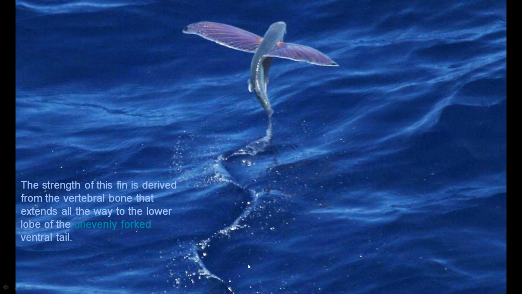What happens is the large tail allows them to build up the speed they need to approach the surface, which is about 35 meters per hour. They move underwater. And then once they break the surface, this lower part of the tail, which has a forked fin, this lower tail lobe can still beat in the water, providing further thrust to move it forward.